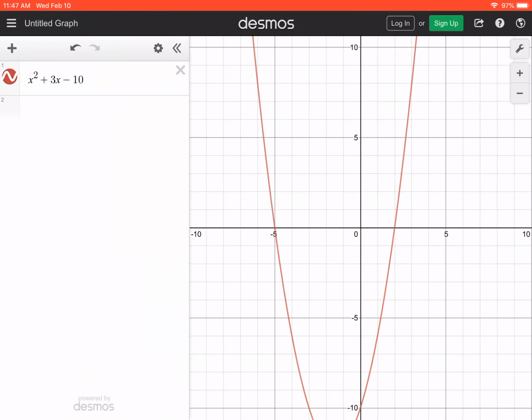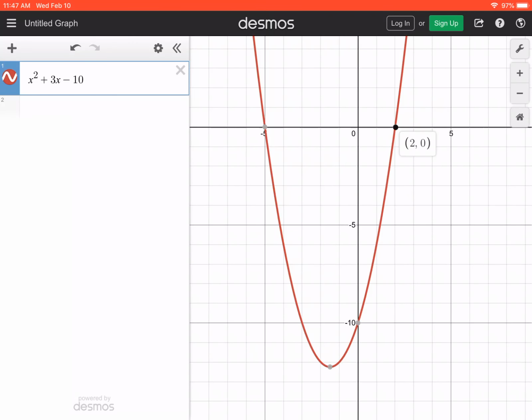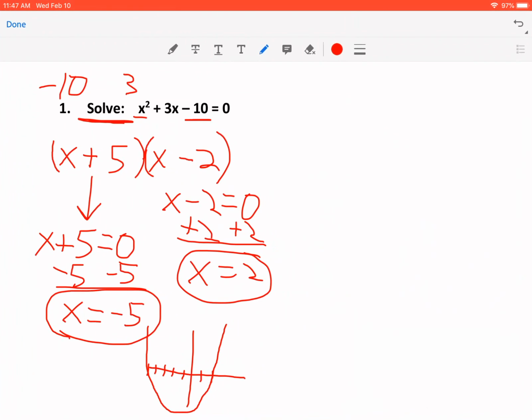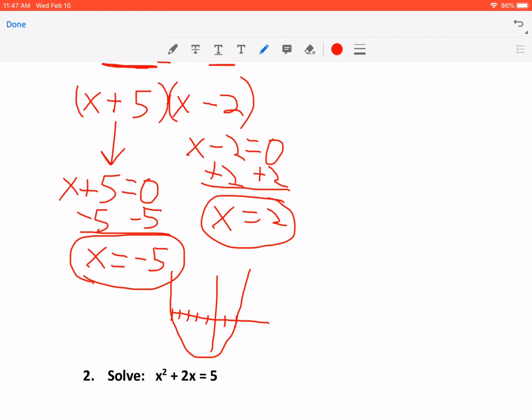Now remember, on a quiz, you cannot use Desmos, but this is just an easy way to check yourself. Does it hit the x-axis at negative 5 and 2? Yes, it does. And remember, there were really three types of graphs. You have ones that hit the x-axis twice, like this example right here. You also have ones that just hit it once. That's called one solution. And then you also have graphs that never touch it. That's called an imaginary solution.